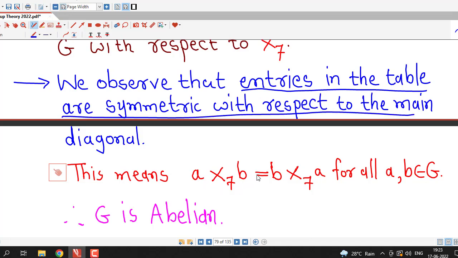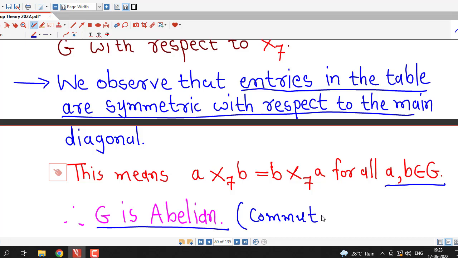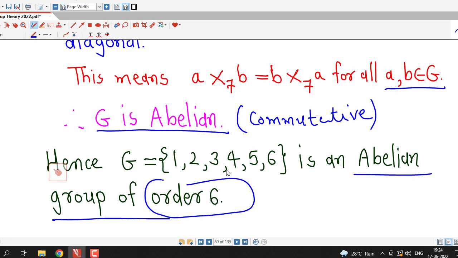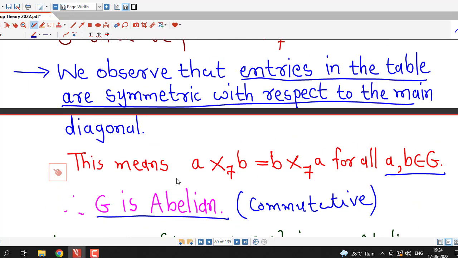This means A into B equal to B into A for all A, B belongs to G. Therefore G is abelian group, or G is a commutative group. Another word for abelian group is commutative group, because commutative property is satisfied. So G is abelian or commutative group. So hence we have shown that G is an abelian group, and because G has 6 elements, it is an abelian group of order 6.